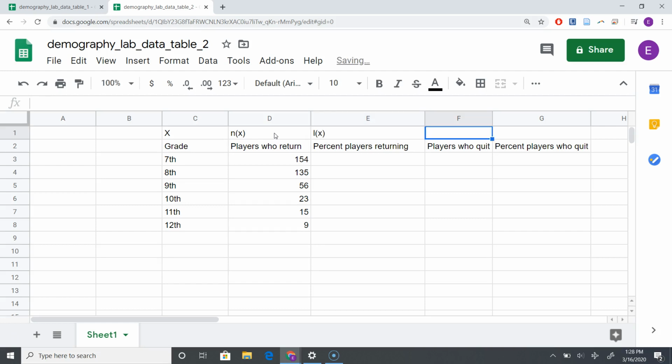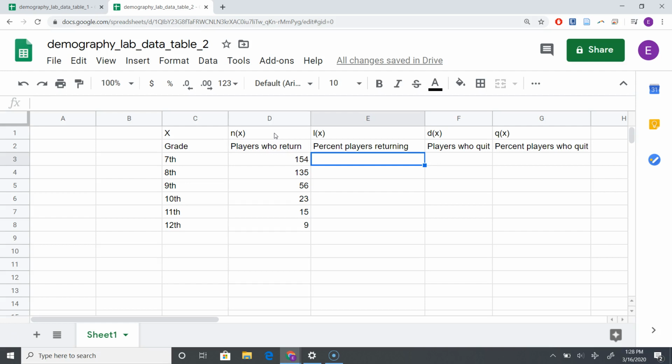All right, players who quit would be D of X. You could think of it as like a mortality rate or the number who quit. And the percentage of players who quit, or age-specific mortality, is going to be our Q of X. So let's see how we can calculate some of these things using Excel. If you remember from my previous lecture, L of X is going to be just the number of players who return divided by the number who you started with.